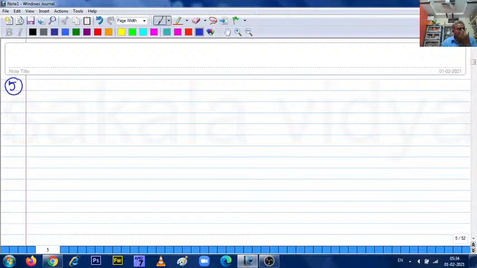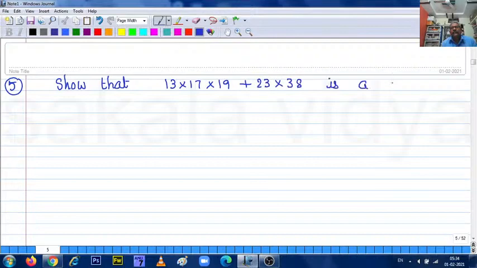Fifth one, show that 13 into 17 into 19 plus 23 into 38 is a composite number. Can you prove this one? Okay. Solution.